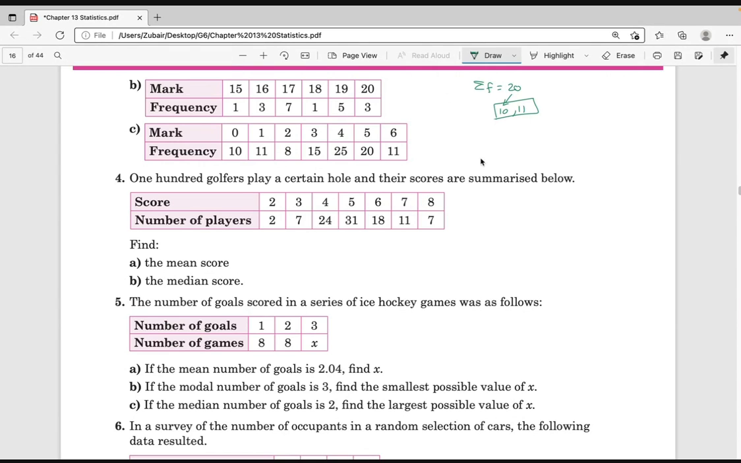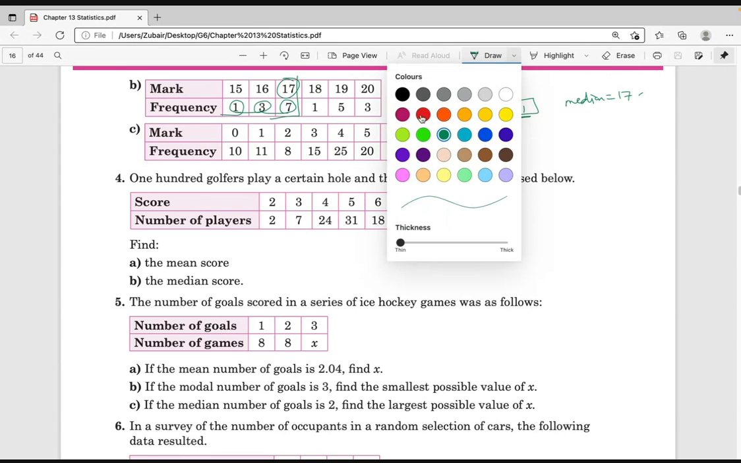Now see, 1 plus 3 is 4. Then when I add 7, this becomes 11. Basically, the 10th and 11th numbers are covered in these numbers and it is 17. Median is equal to 17. Any doubt in concept? No, sir.